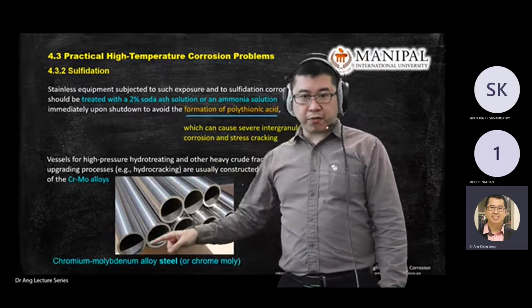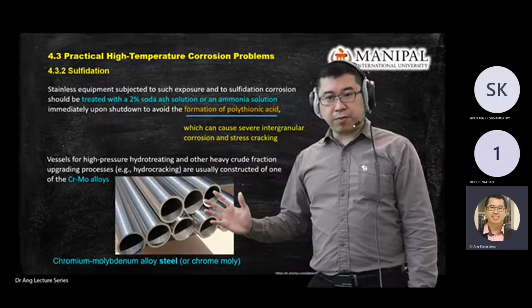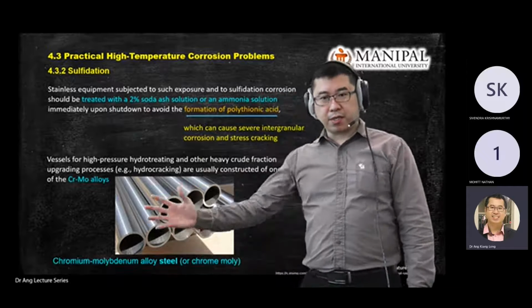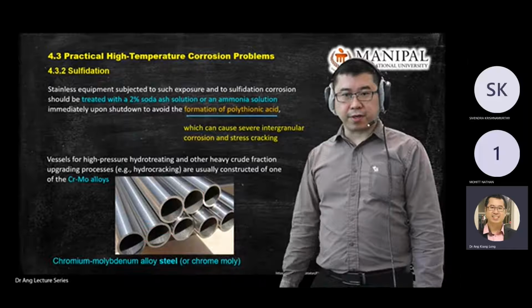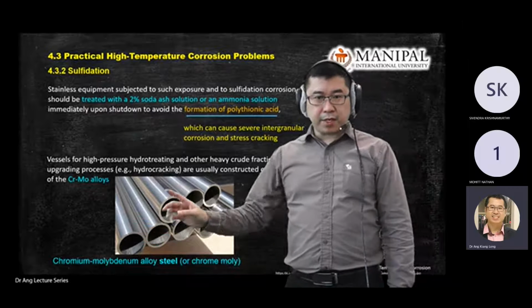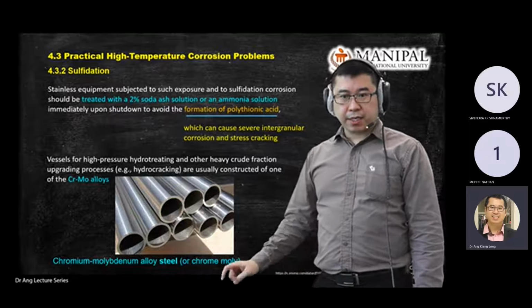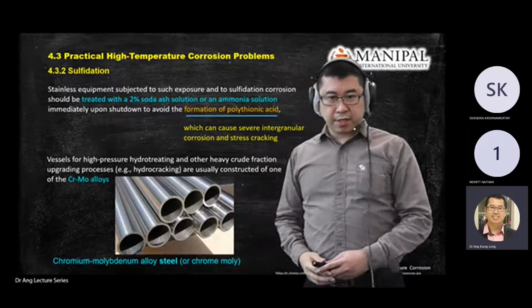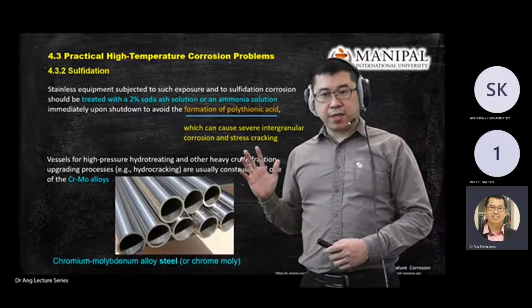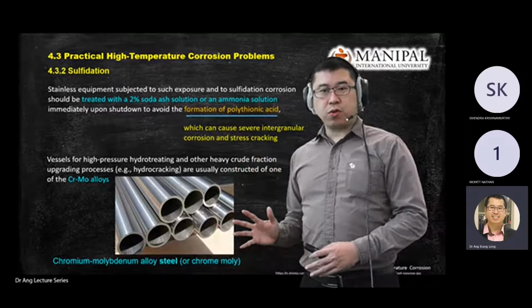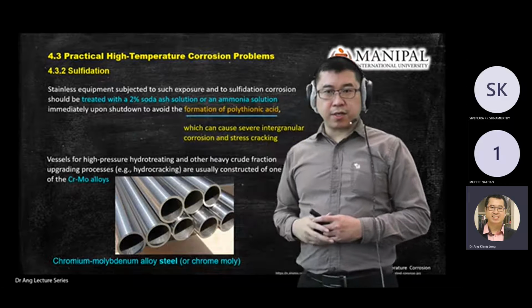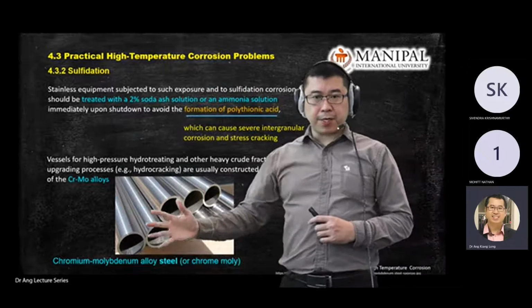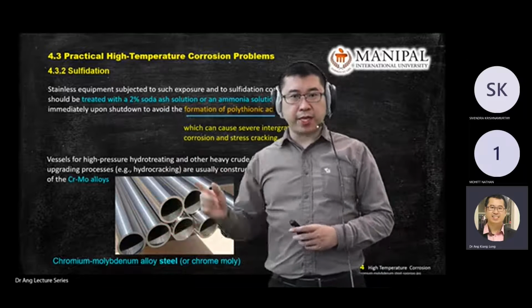So this is a sample of chromium-Mo alloy. It looks like normal steel, but you have to go inside the material to see the content. But this is the outlook of the material. Sometimes we call this material chrome moly. Chromium molybdenum, right? CrMo alloy. So this is one example of how we control sulfidation corrosion under high temperature corrosion problems. So this is an example of how you handle sulfidation.